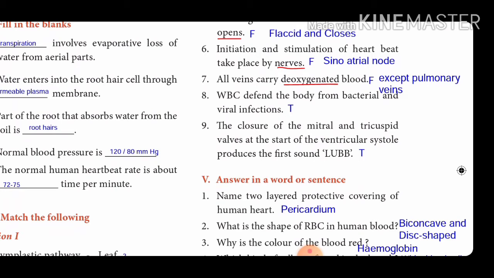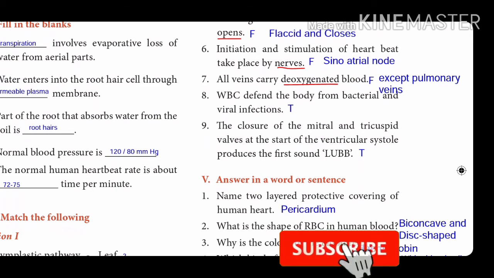Eighth one, WBC defend the body from bacterial and viral infection. It's true. Ninth one, the closure of the mitral and tricuspid valves at the start of the ventricular systole produces the first sound, lub. It's a true statement.